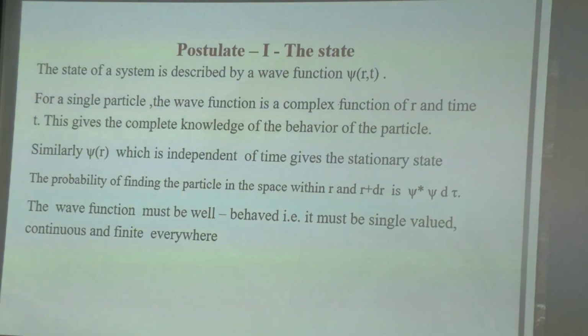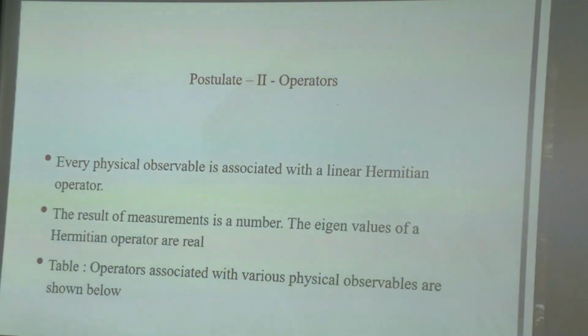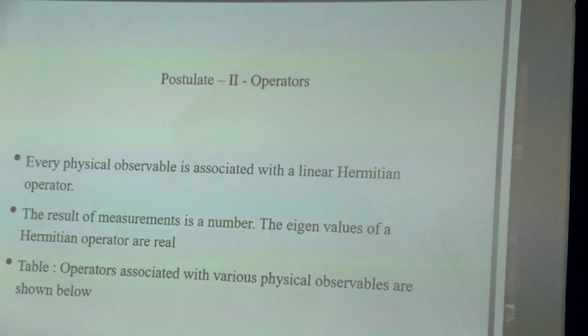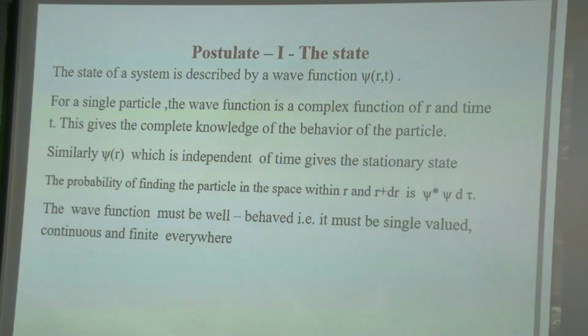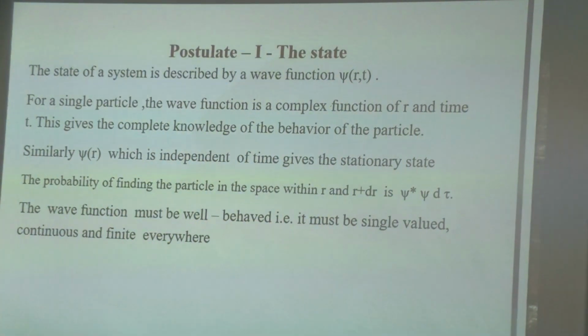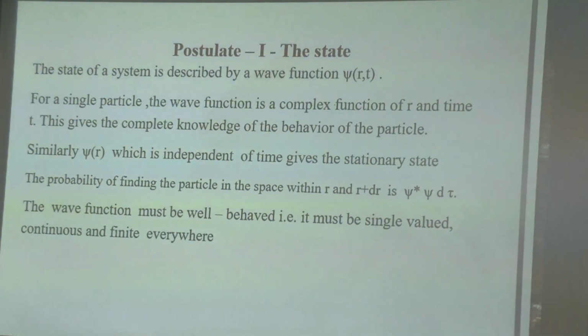Similarly, psi of r, which is independent of time, gives the stationary state. Since there is no movement, it represents a stationary state. Using this psi, we can also find the probability of finding the particle in the space within r and r plus dr, that is psi star psi d tau. Here it must be noted that the wave function must be well behaved. Well behaved means it must be single valued, continuous and finite everywhere.